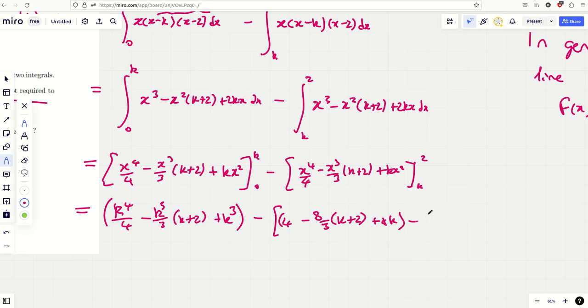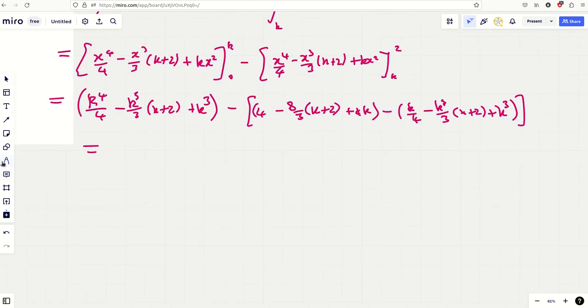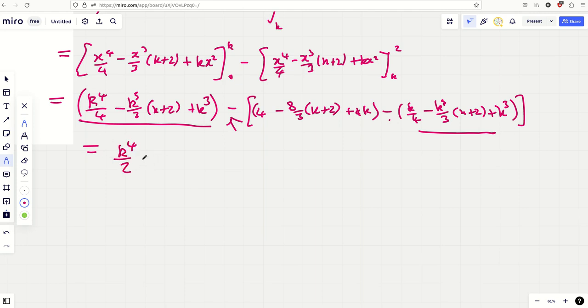Then we're going to get minus exactly the same thing over here. So that's going to end up doubling it because it's a minus minus. So k to the 4 over 4 minus k cubed over 3, k plus 2 plus k cubed. Let's do this a sensible way. Let's actually just double, because you've got something, take away minus itself. In other words, something plus itself. That just doubles this first term. And we're going to have k to the 4 over 2 minus 2k cubed over 3, k plus 2 plus 2k cubed.